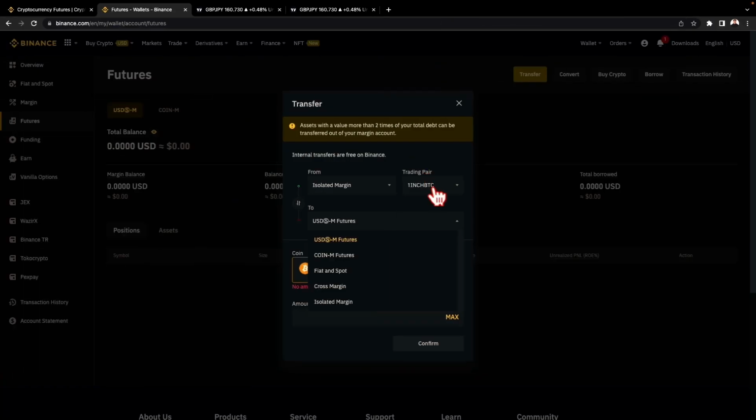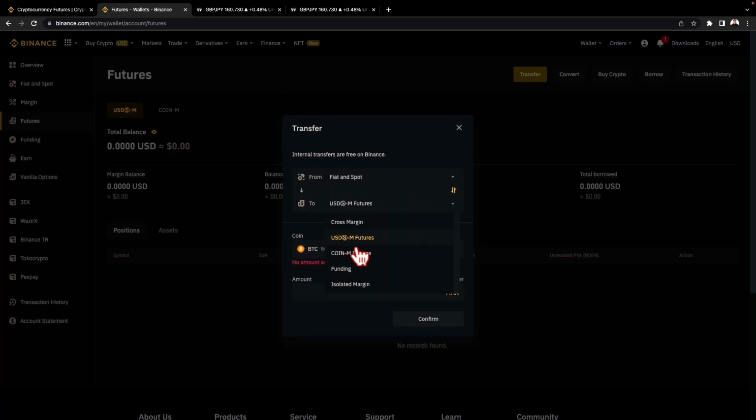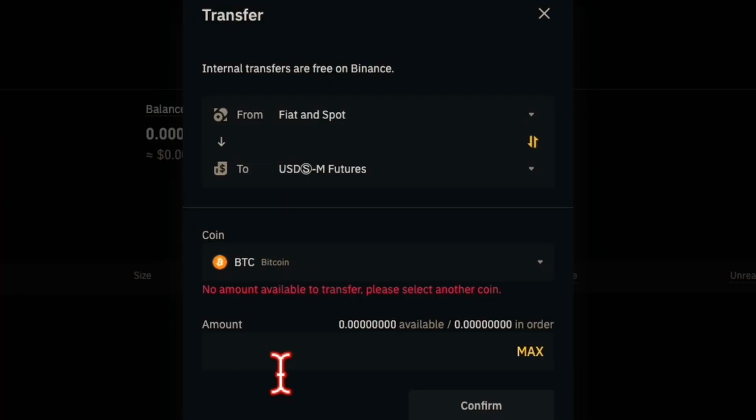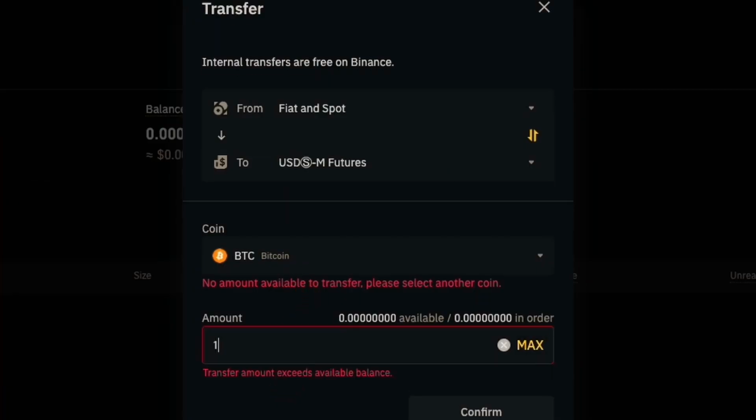For you to trade your cryptocurrency, first of all, you have to do a transfer from most likely your fiat and spot wallet into your USD stable margin futures. So here you type the amount of crypto that you already have from your futures wallet and click confirm for it to be transferred. This is the way you can trade. Without transferring, you cannot trade.